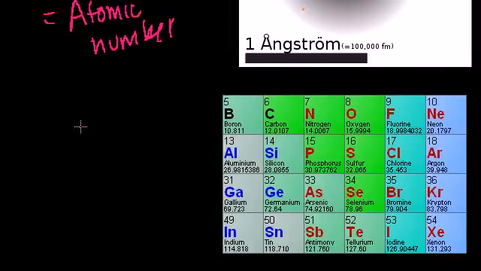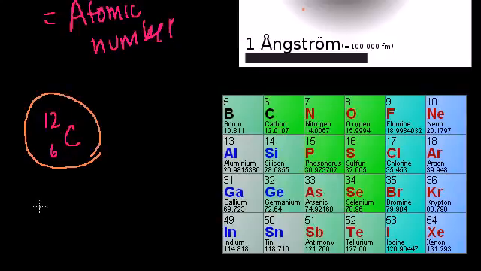So let's say I have a carbon. Its atomic number is 6, and let's say its mass number is 12. Now, what does this mean? Let me say further that this is a neutral atom. The atomic number for carbon is 6, and that tells us exactly how many protons it has.